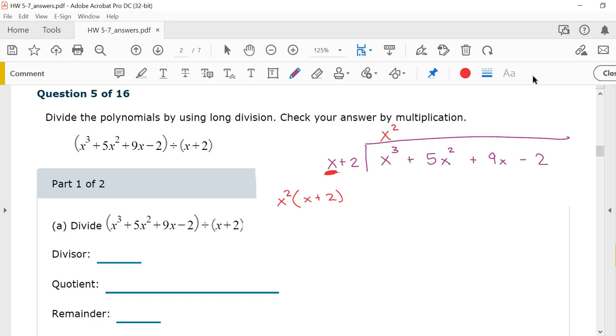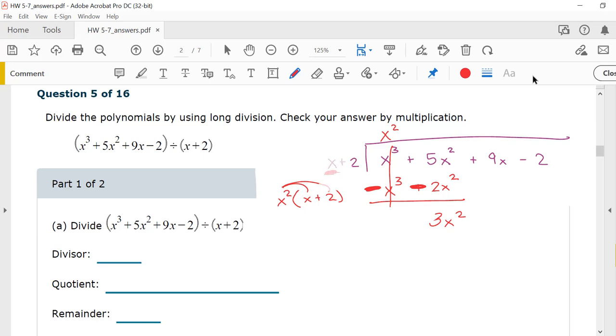So I need to distribute. That becomes x cubed plus 2x squared. Now I need to change the signs and subtract. So that becomes a minus, that becomes a minus. Those are gone. 5x squared minus 2x squared is 3x squared. Okay, I'm done with the red.